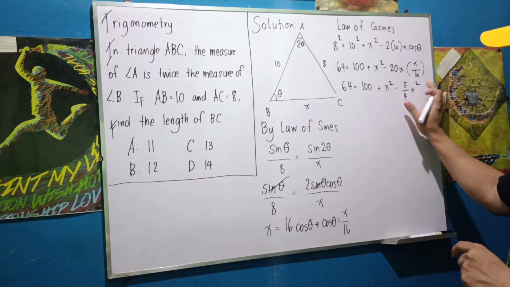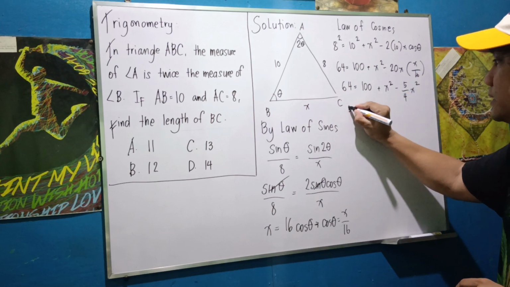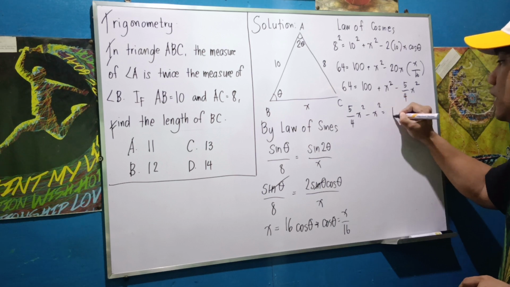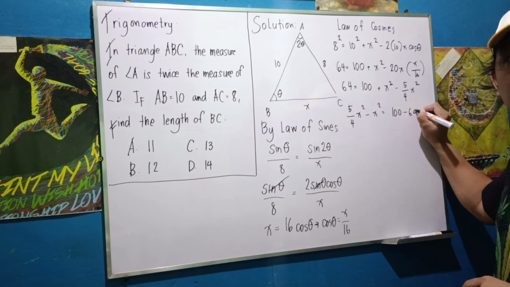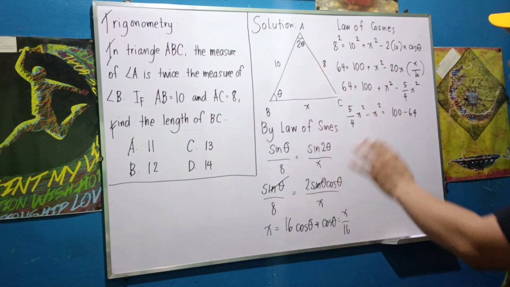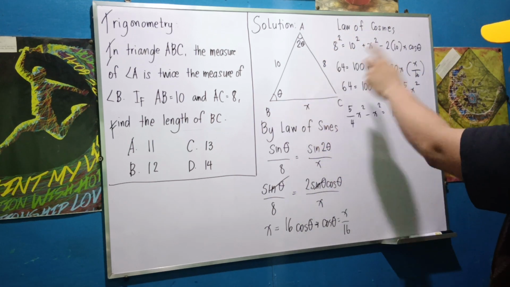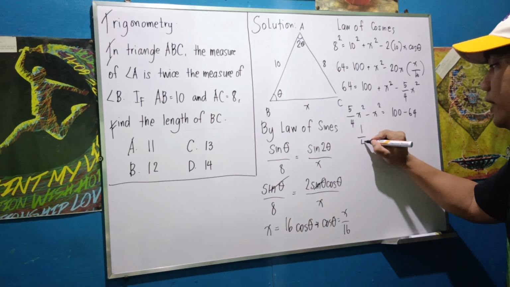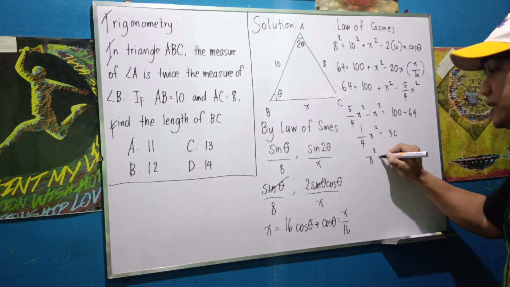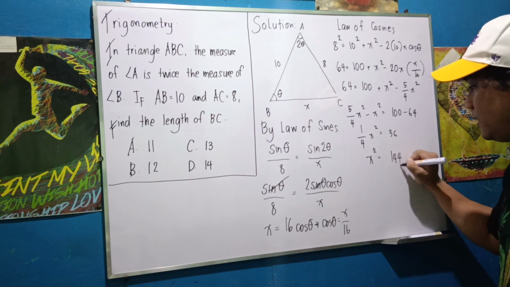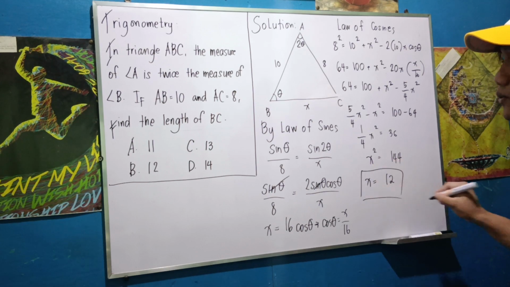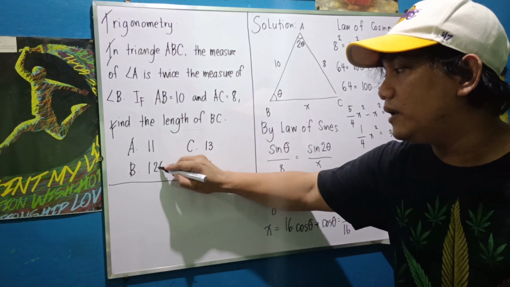So ano mangyayari? Lipat natin to, pwede natin siyang ilipat as 5/4 x squared minus x squared equals 100 minus 64. Nilipat lang ni Sir IJ, 5/4, negative, nagiging positive sa kaliwa. Positive, magiging negative. Yung 64, magiging negative. So we have 1/4 x squared equals 36. So x squared equals 36 times 4, that is 144. Since we don't have negative length, therefore the value of x is equal to 12. That is why the final answer will be letter B.